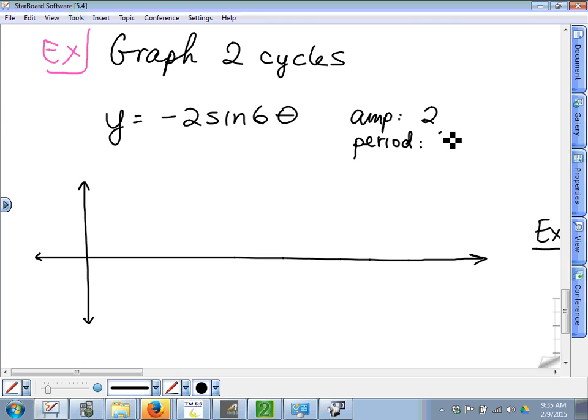You got to be careful here. Period is 2 pi divided by b. So it's 2 pi divided by 6. Come on now, what is that? Two over 6 is the same as 1 over 3, so it's 1 pi over 3, or just pi thirds. So, yeah, one cycle is going to end at pi thirds.